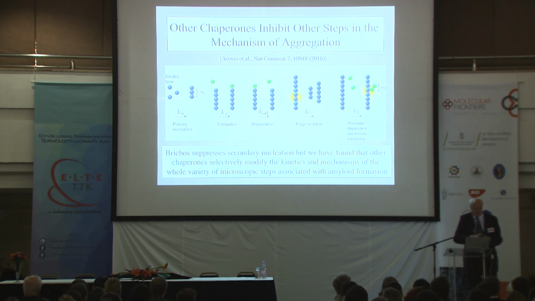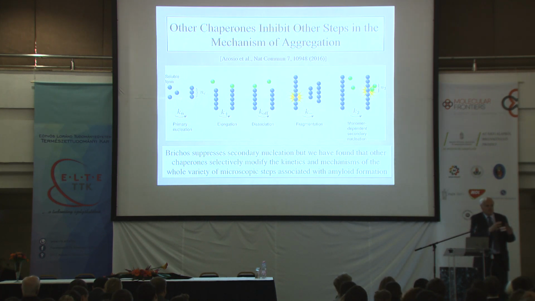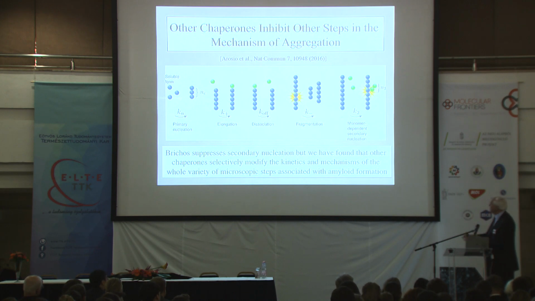It has hundreds of chaperones, and some of them inhibit primary nucleation, some of them inhibit elongation. So there's a whole army of these defense mechanisms that start at the beginning of the process, and then if that fails, another defense mechanism comes up, and that's how this process is controlled.